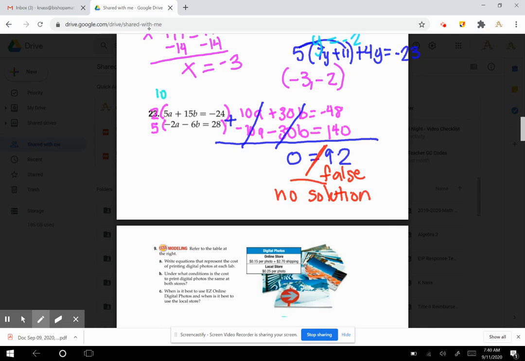If you were to graph this, it would be 2 parallel lines. Okay, so this is no solution. It's inconsistent. All right, let's keep going.